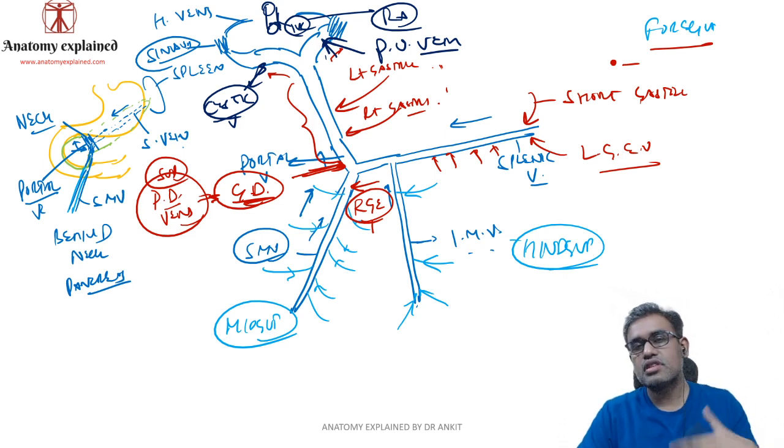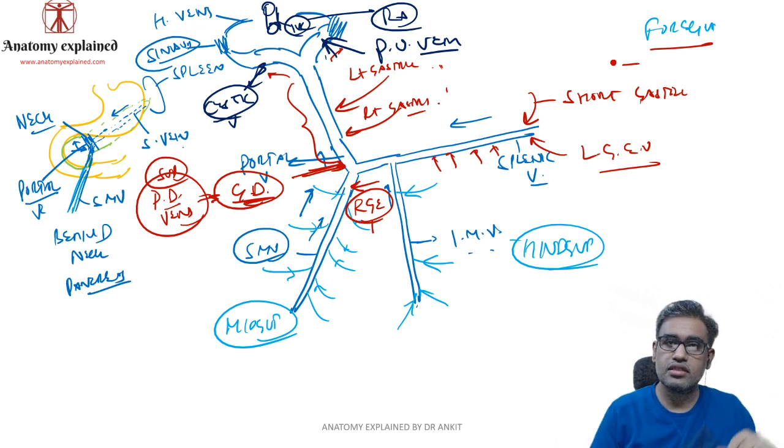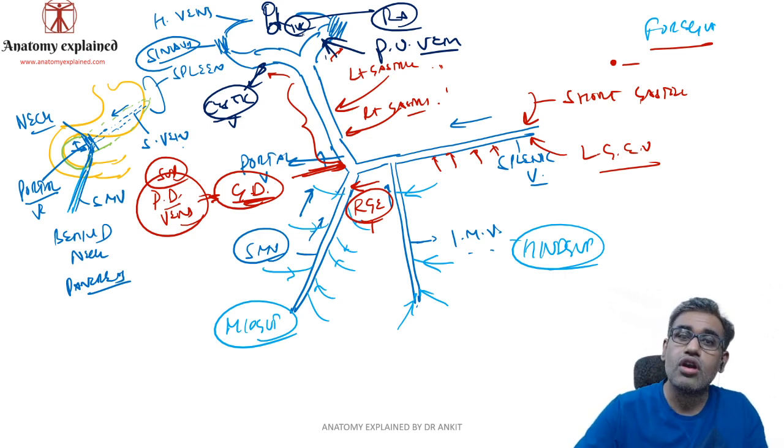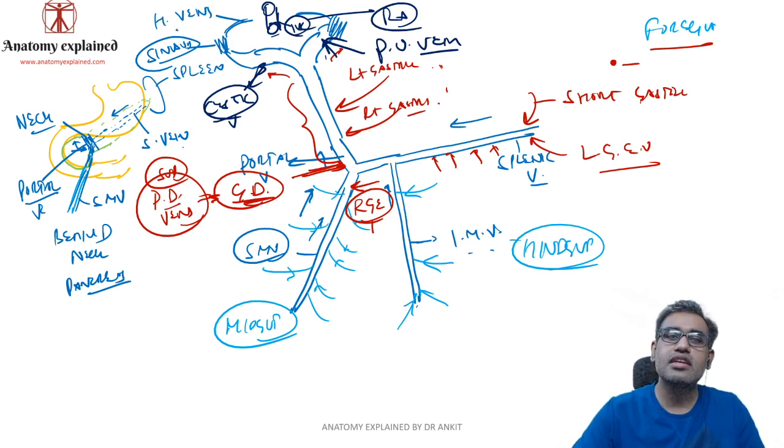So all the blood which is taken back from the gut, it is reaching the liver. Why? You know the reason. And what happens after all that blood? All blood has to ultimately reach the heart only, because that blood cannot disappear, no. So ultimately it reaches via these hepatic veins into this IVC.